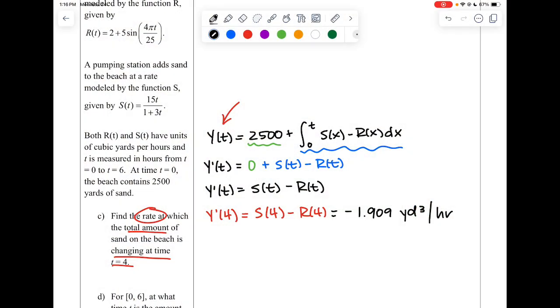Okay, so we saw that we got negative 1.909 cubic yards per hour. Okay, and so how I'd want to interpret that, if it was asking me to interpret it, is that it looks like the total amount of sand at time t equals 4 is decreasing. Okay, so we're kind of in that lower mode.